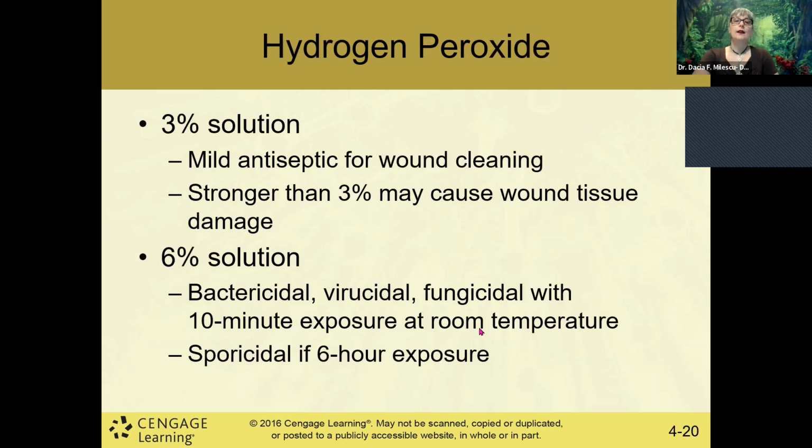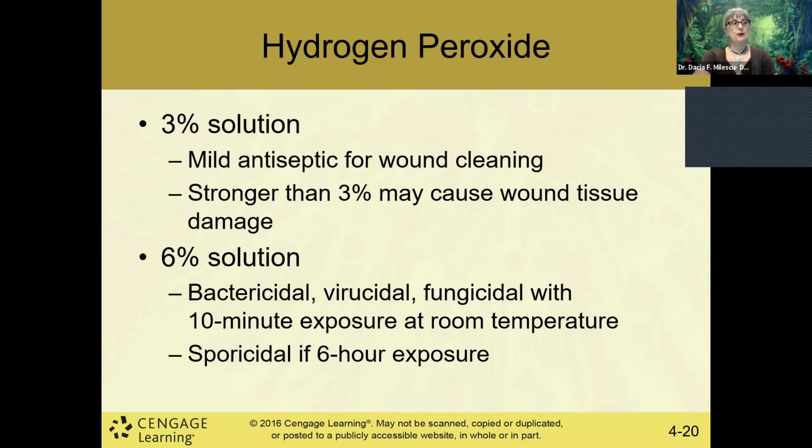Now, hydrogen peroxide. If we use it as a 3% solution, it is a great mild antiseptic for wound cleaning. Stronger than 3% may actually cause damage to the wound tissue. So obviously the hydrogen peroxide that you buy over the counter at CVS or Walgreens is perfectly safe for wounds.